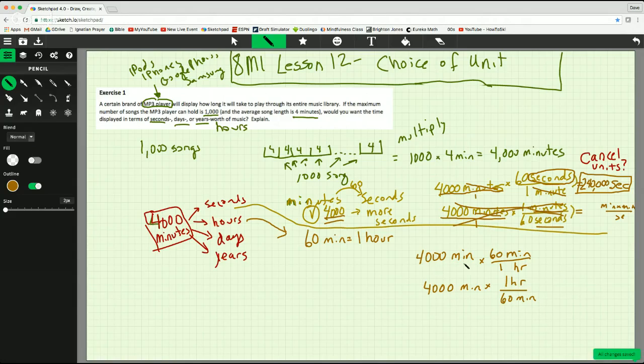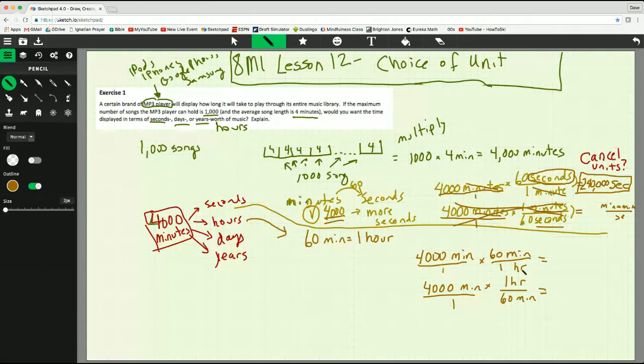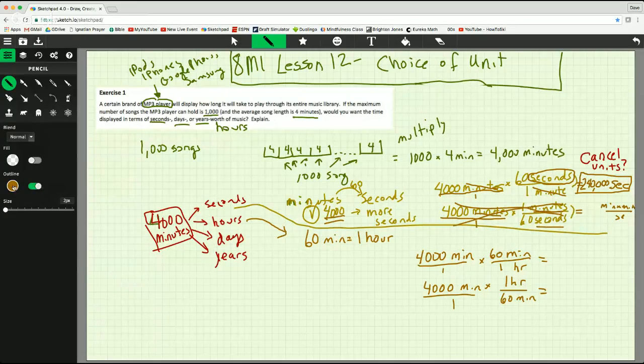Well, which one of these? We've got to put the minutes in terms of a fraction. And now we've got to think about it. I want you to tell me in which one of these problems can we cancel out our units? Here we have minutes on top, and then we have hours on the bottom. Can we cancel our minutes here, or can we cancel on the bottom one? I want you to think about that.